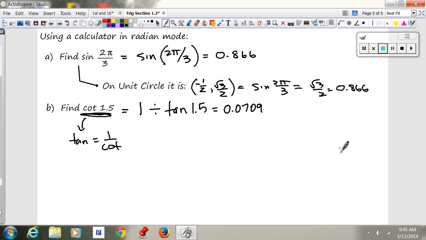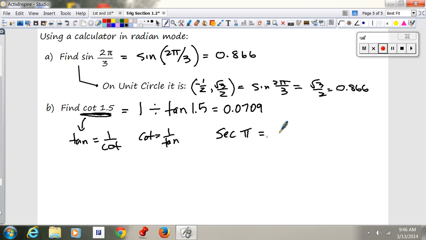Now I put a little symbol down here that the tangent is the same as 1 over cotangent. You could also put that cotangent is the same as 1 over tangent, because they're reciprocals of each other. So in my calculator I need to put 1 over tangent to get the cotangent to come out. Let me see if you can figure out what this one is. Let's go with secant of pi radians. See if you can get that to come out on your calculator. Tell me what you get. Secant of pi radians. What did you guys get?